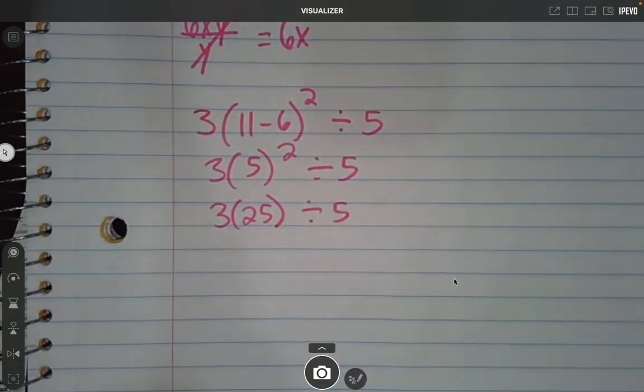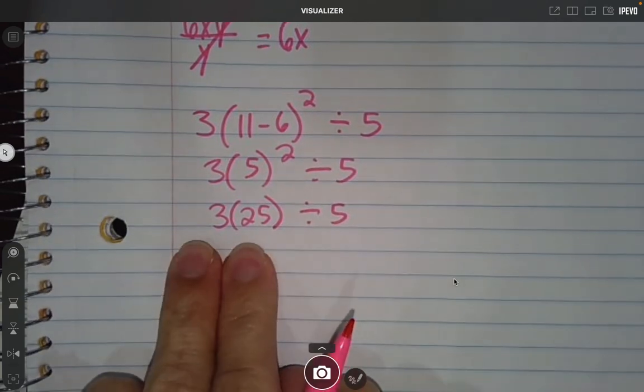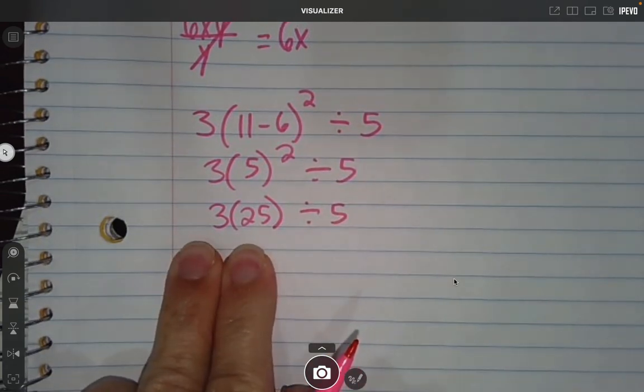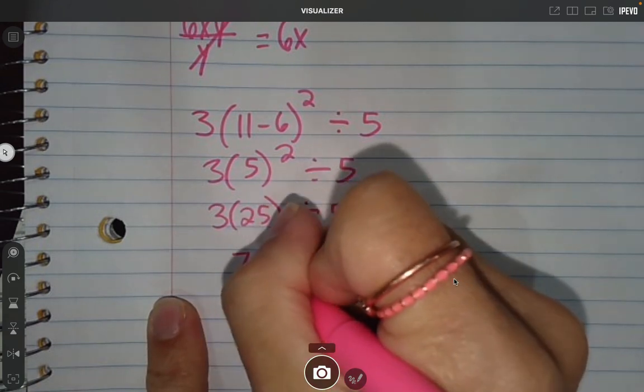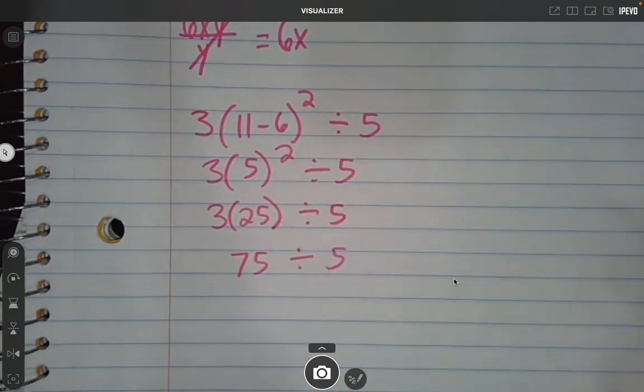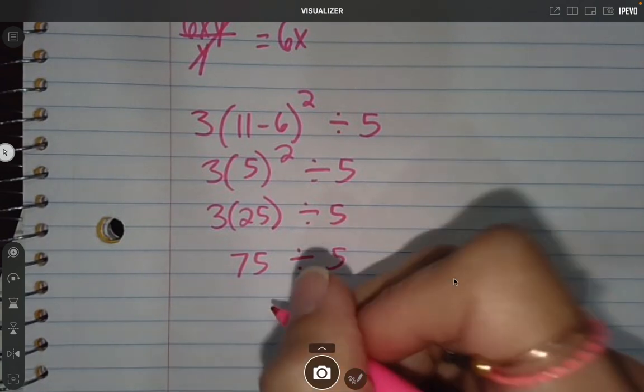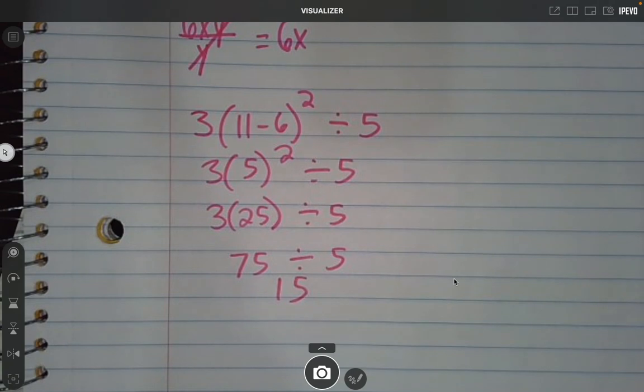So I've done parentheses, I've done my exponents. Now I either multiply or divide, and I go from left to right. So the first thing is, what's 3 times 25? 75. And again, you have your calculator, so please use it. Make sure you get the right answers. And then 75 divided by 5 is 15. So your answer should have been D. Okay.